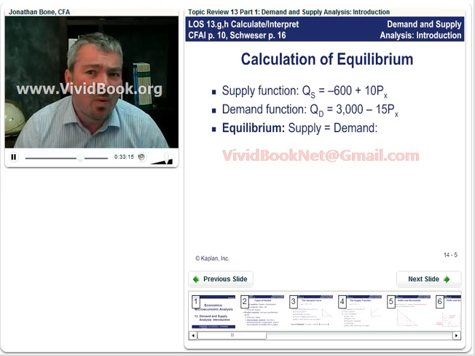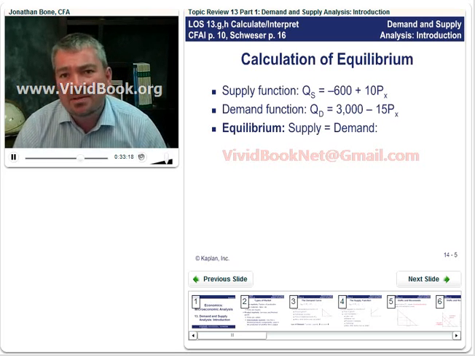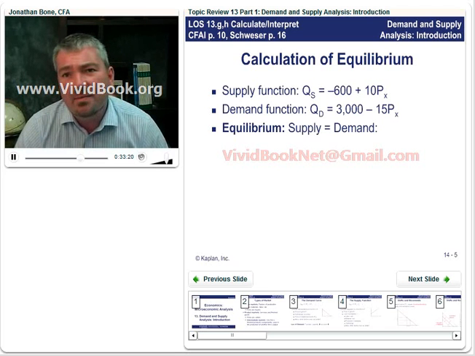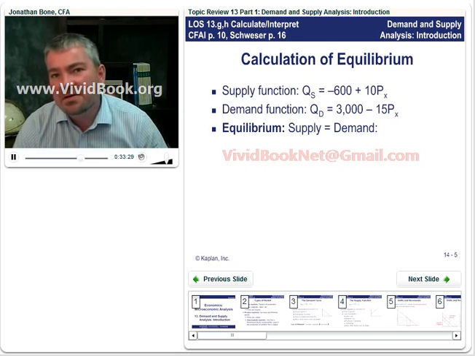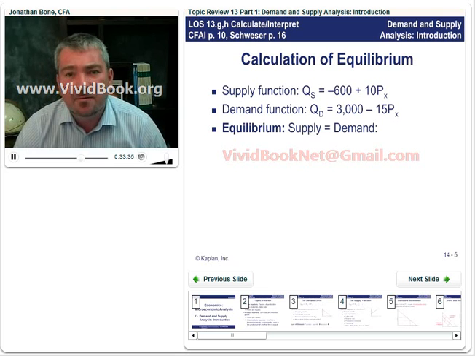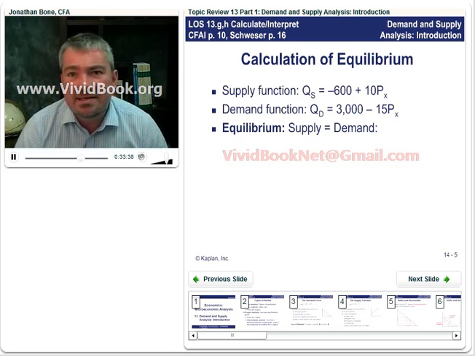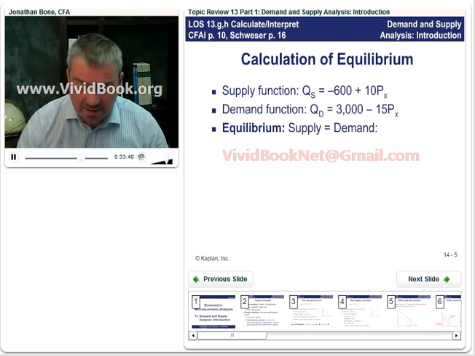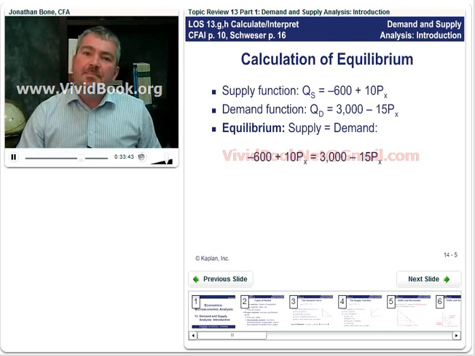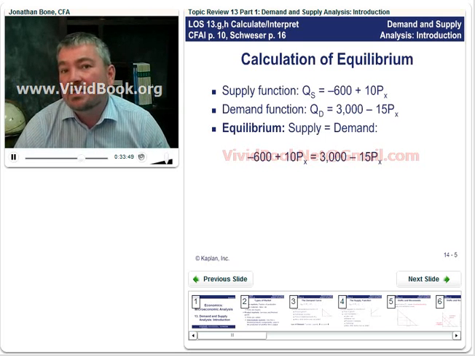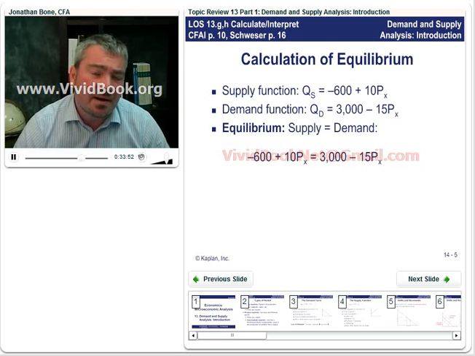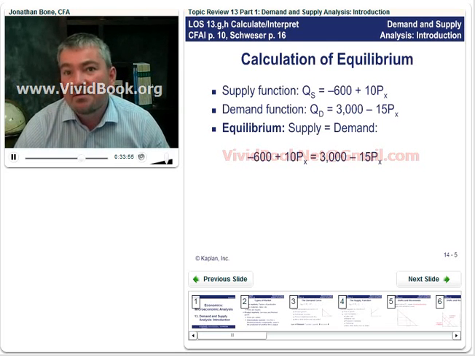Now again, it's a very simple one here. We've just literally got price built into our model as our independent variable. So we're saying quantity supplied is a function of price and quantity demanded is a function of price. Hence, the supply and demand being described as functions here. Now, of course, we know the equilibrium point is where supply equals demand. So surely we can just set these two equations equal to one another and solve for price. Well, that's exactly what we're going to do. So notice, therefore, that we're saying the quantity supplied, given by minus 600 plus 10Px, has to equal the quantity demanded, given by 3000 minus 15Px.